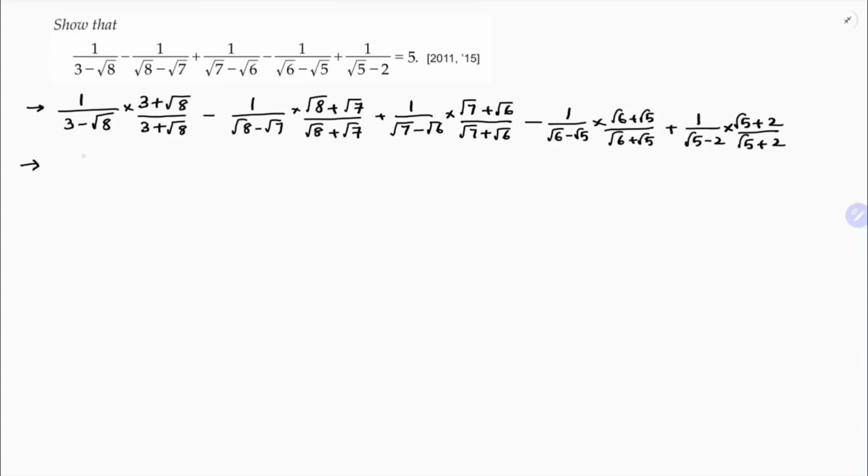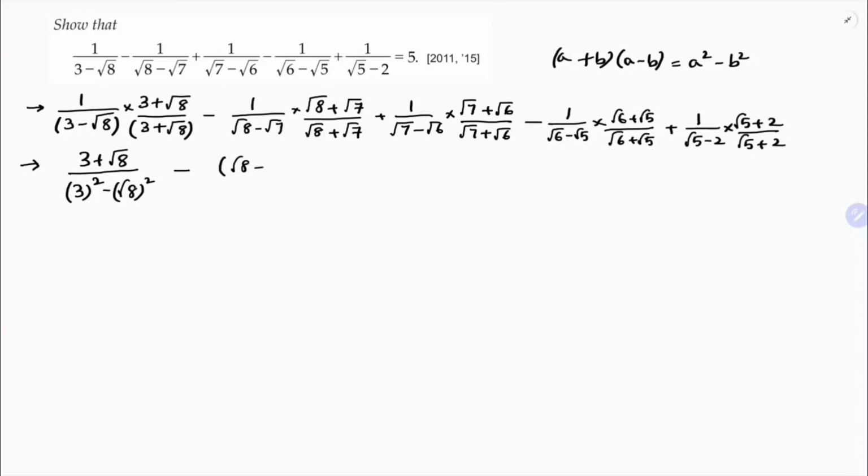Here the numerator is 3 plus root 8, and the denominator, if you observe, is a minus b into a plus b. The identity for that, a plus b into a minus b or a minus b into a plus b, is a square minus b square. So here it is 3 square minus root 8 whole square, minus here, 1 into root 8 plus root 7 is root 8 plus root 7, and the denominator is a minus b into a plus b, which is a square minus b square.